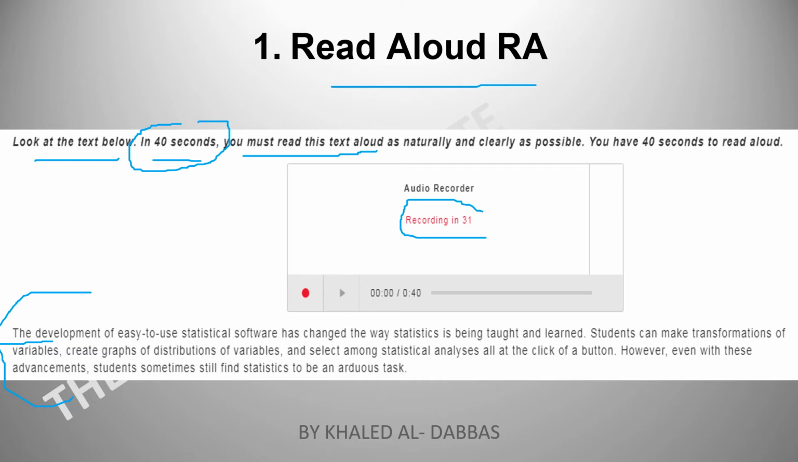So the best way to speak for all the speaking questions is to say complete sentences clearly, to say understandable words. Now I will give the third attempt. The development of easy-to-use statistical software has changed the way statistics is being taught and learned. Here, the speaking pace is good, and the words are clear for the software to be recognized and understood, and I give complete sentences.